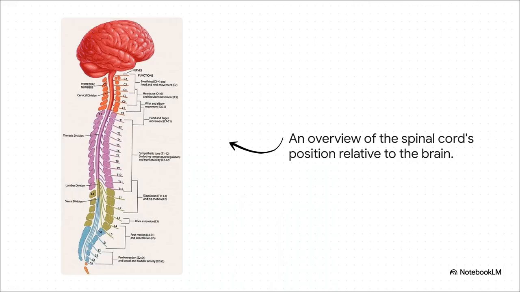All right, let's start with the big picture, just to get our bearings. This slide gives us a fantastic orientation. You can see the brain up top, right? And then, extending down from it, you have this long, delicate structure. That's the spinal cord. And notice how it's nestled safely inside the bony vertebral column for protection. You can also see all those spinal nerves branching out at every level, connecting that central command center to literally the rest of the body.